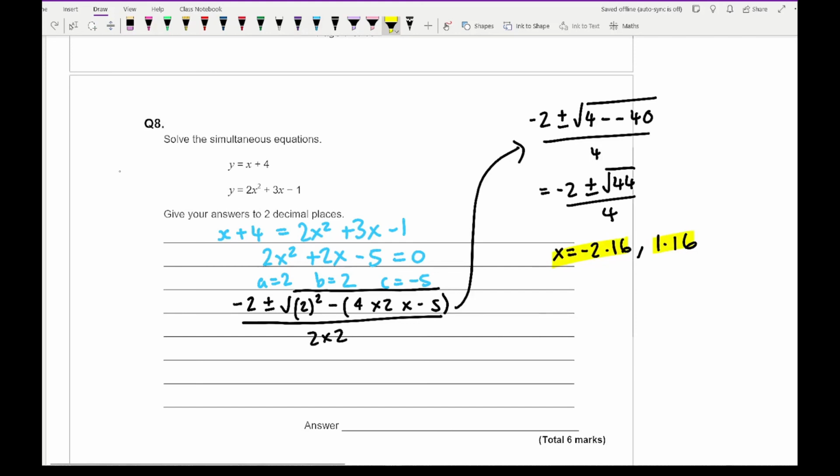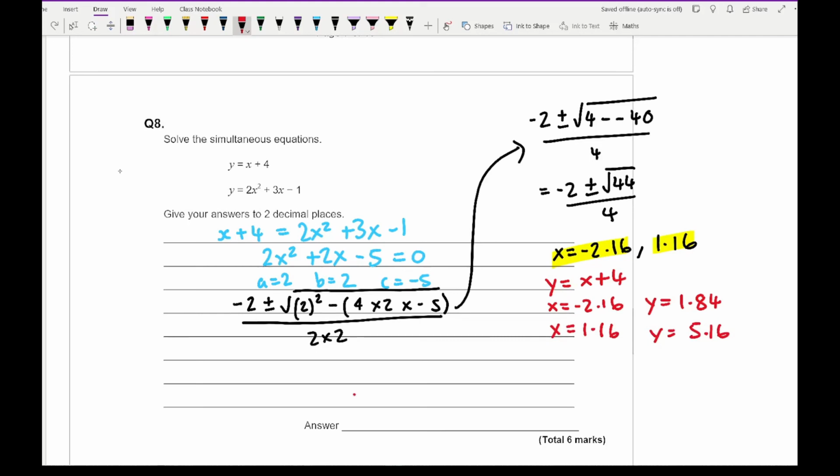So then what I need to do is substitute it into the linear. So here using y equals x plus 4. All I'm doing is adding 4 to each of those answers. So when x equals minus 2.16, y is going to equal 4 plus that, which is going to be 1.84. And when x equals 1.16, y is going to equal 5.16. So they're my two sets of answers.